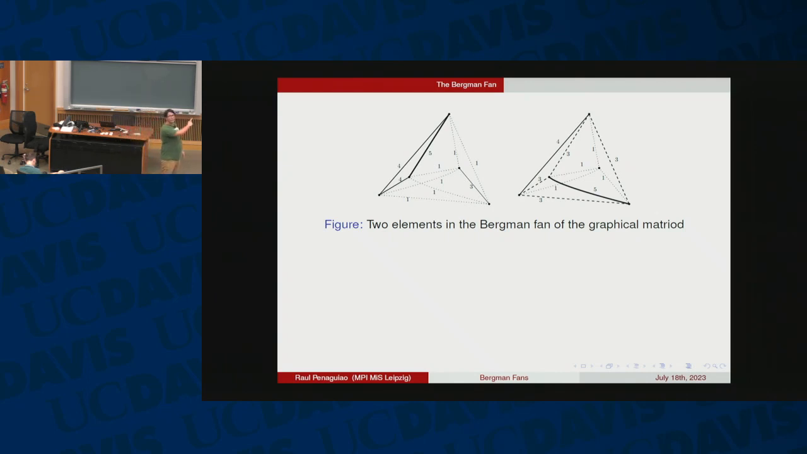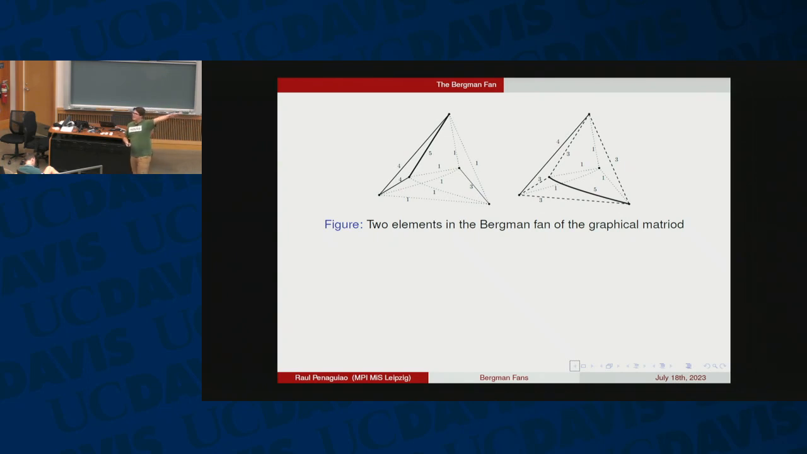So those are 2 elements that are on the Bergman fan of our graphical matroid. Maybe it's not clear at the moment, but let's check the condition. We know the cycles. For instance, this triangle, this is a cycle, and the minimum is attained twice. It's the 1 on those 2 edges.